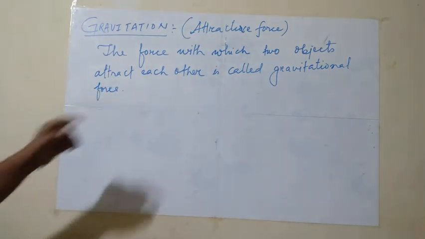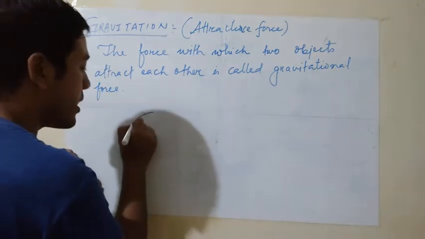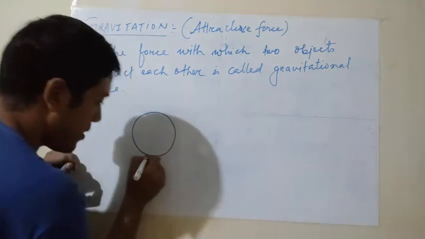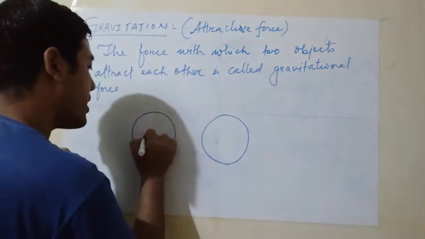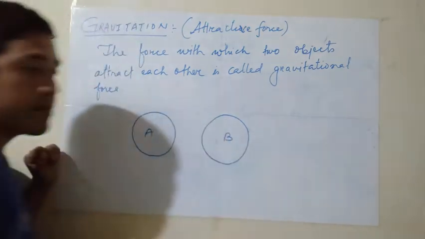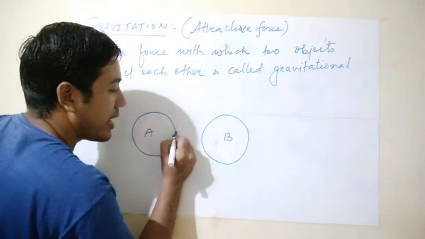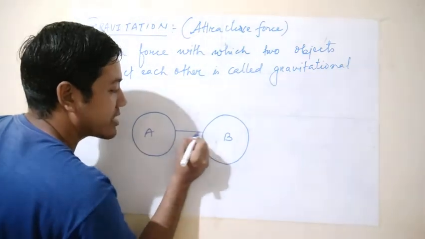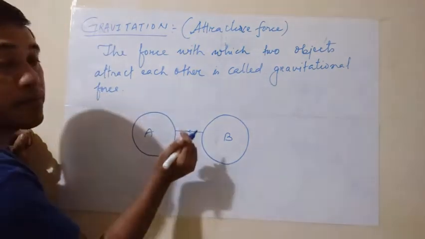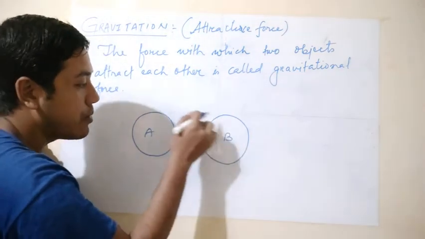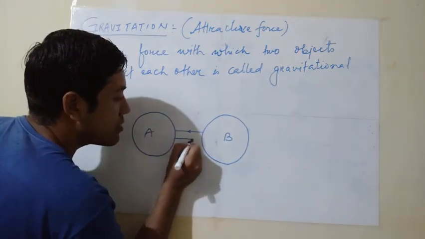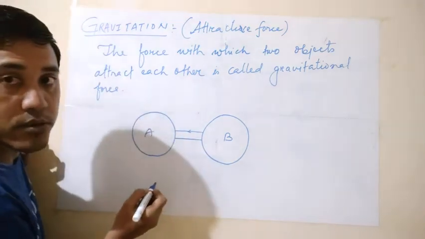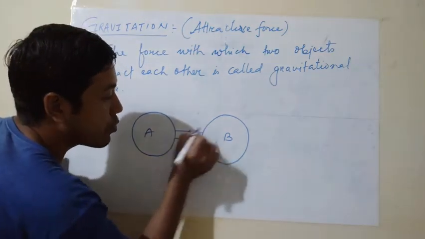Say this is object A, this is object B, right? This object A produces some attractive force. Because of this attractive force, B will move towards A, right? Same thing, B also produces some attractive force, okay. Because of this, A will go towards B.